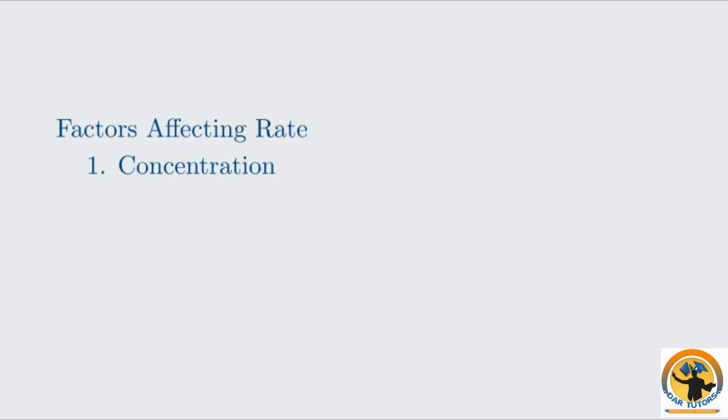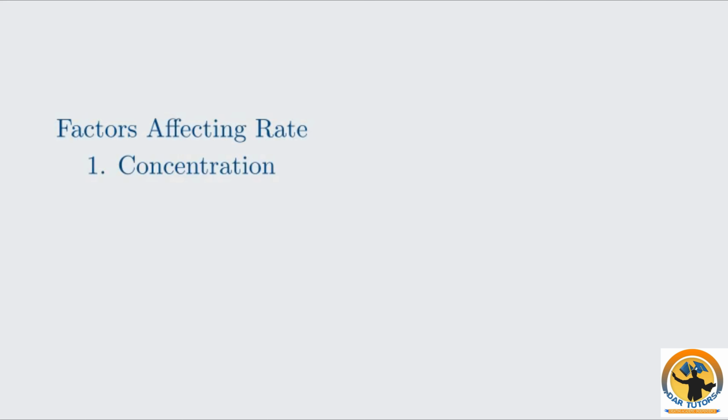Now, let's connect our knowledge of collision theory to the observable factors that affect reaction rates. These are the levers we can pull to control a reaction's speed. Our objective is to explain how key factors influence reaction rate based on collision theory. We will examine concentration, pressure, surface area, and temperature. First, concentration. Increasing the concentration of reactants in a solution means there are more particles per unit volume.